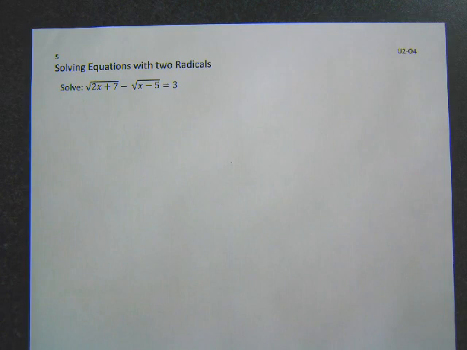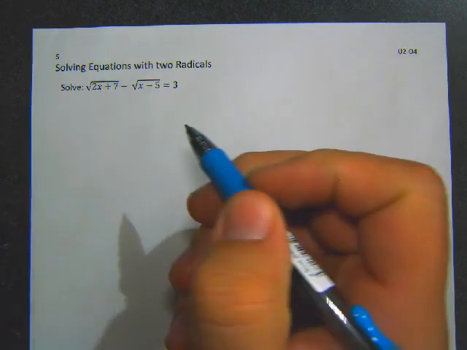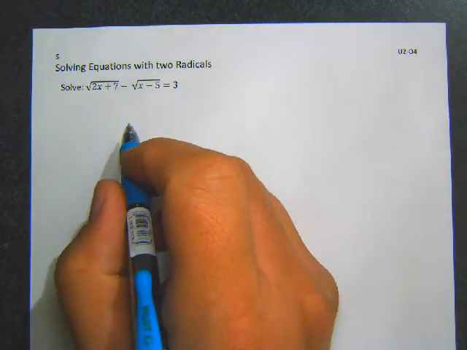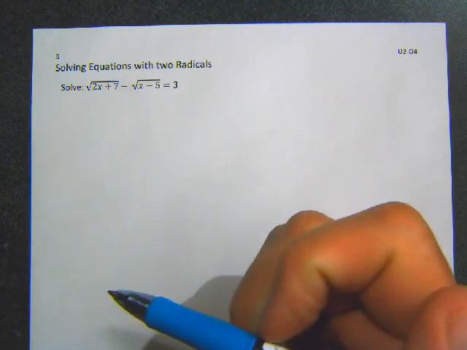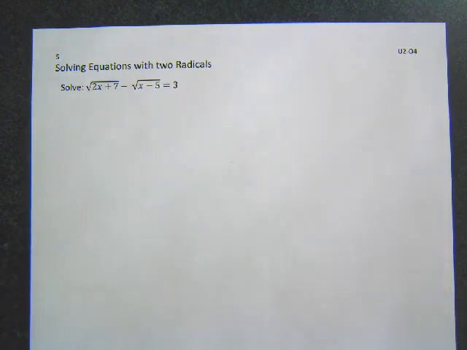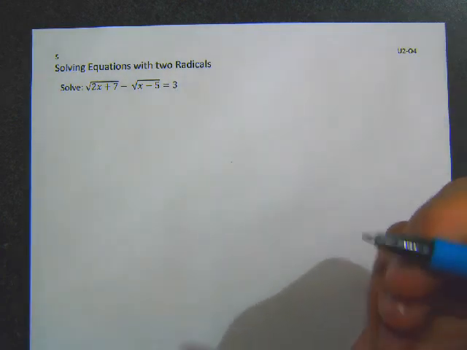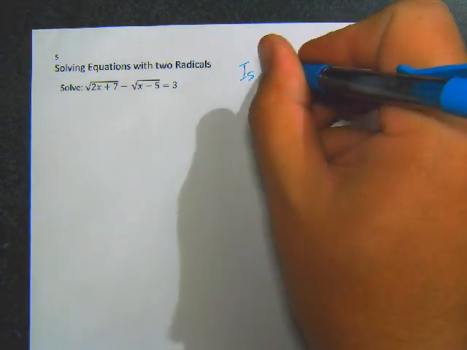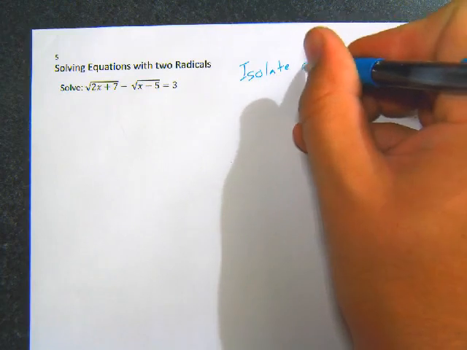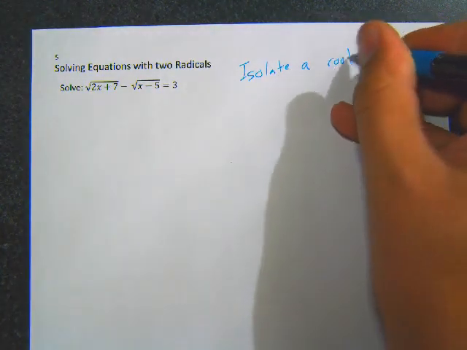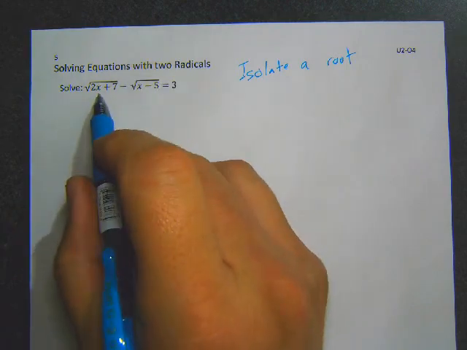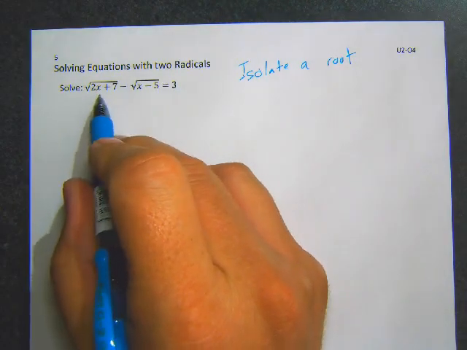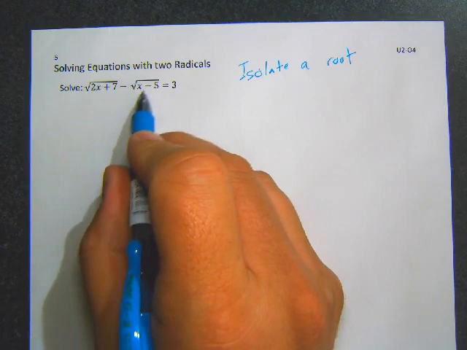Okay, so let's try it. So we're going to take this thing. First thing is, just like before, we need to isolate the root. The problem is there's two roots, and you can't isolate both because we also have this 3. So we're actually just going to isolate a root. If we can get one of them by itself, that works good enough to solve this problem for now. So because the square root of 2x plus 7 is positive, we'll leave this here. Let's take this negative root and move it to the other side.